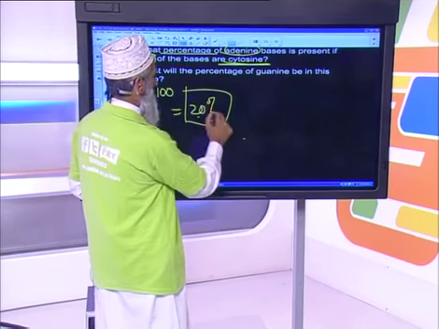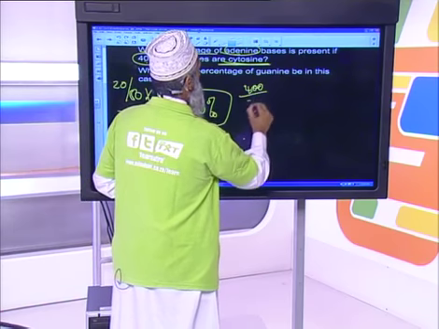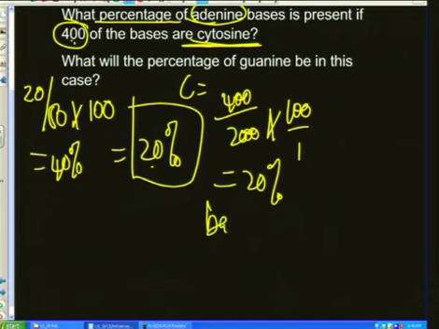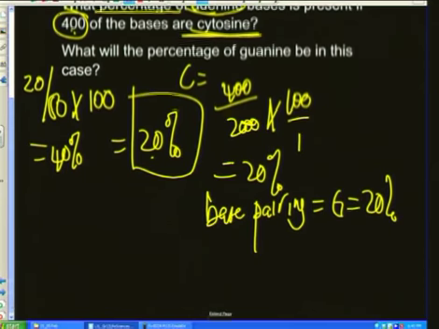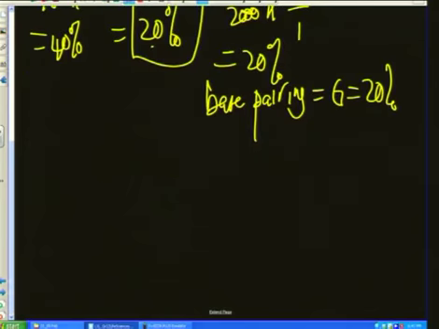So guanine, now we worked that out. We said 400 divided by 2,000 times 100 over 1. And it gives us 20% for C. And because of base pairing, then G is also equal to 20%. Why? Because for every cytosine there must be a guanine. All right? But they didn't ask you for all this. They asked you for adenine. Now why are we working all that? We have to work that out to work out adenine.